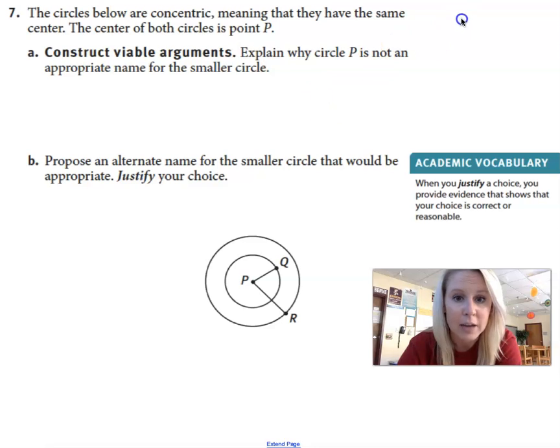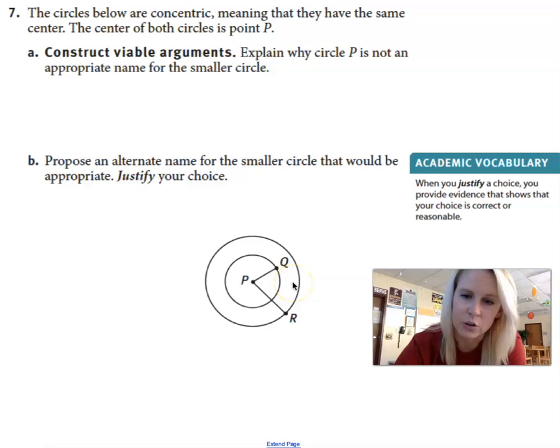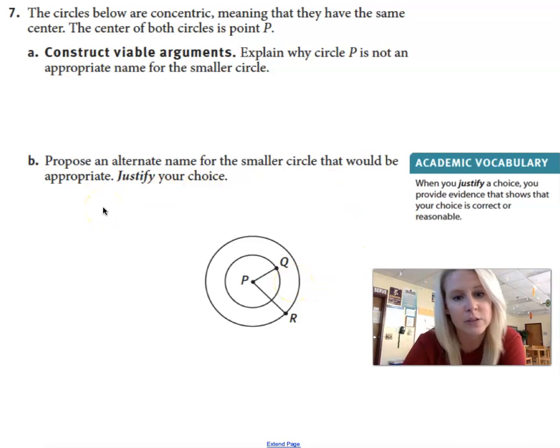I want you to try A and B. A says, explain why circle P is not an appropriate name for the small circle. So why can't I call that circle P? B says, propose an alternate name for the small circle so that it would be appropriate. How do I know which circle you're talking about, the big circle or the little circle? Can you give me a mathematically great way of naming this circle so I know what you're talking about? Try A and B, think about those, and then we'll come back and discuss them.